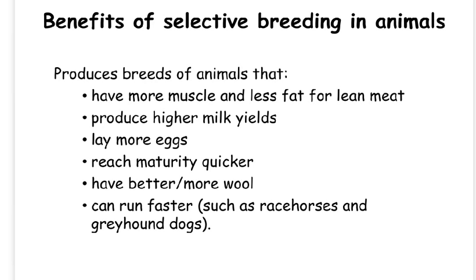Selectively breeding animals has many advantages because it produces breeds of animals that have more muscle and less fat for lean meat, produce higher yields of milk, lay more eggs, reach maturity quicker, have better or more wool, and can run faster, such as racehorses and greyhound dogs.